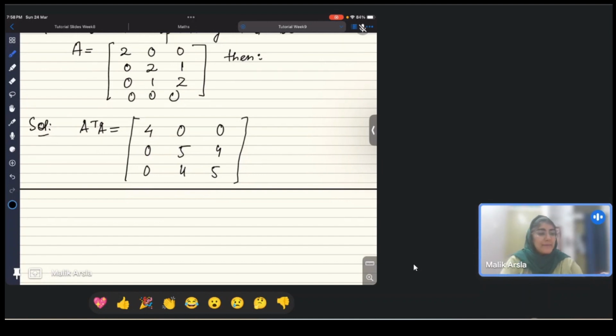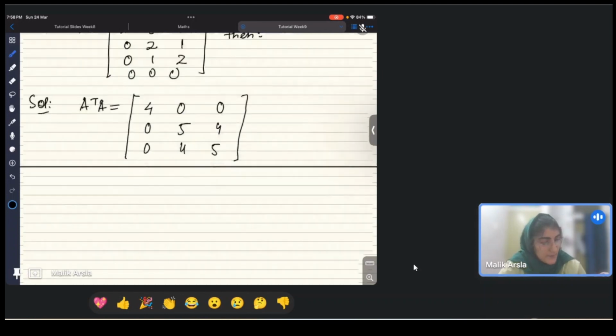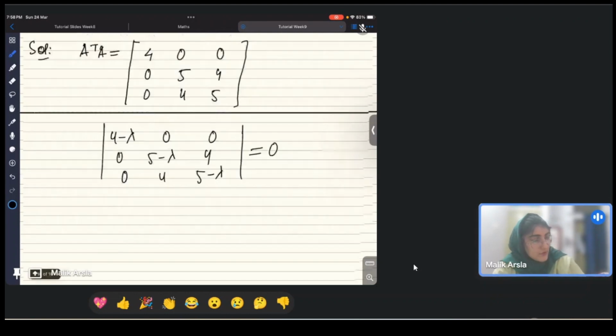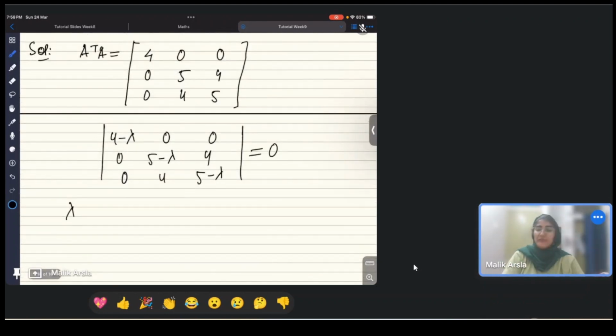Now calculate the lambdas for this. How will you do that? You'll have to follow the normal procedure: the determinant of 4 minus lambda, 0, 0, then 0, 5 minus lambda, 4, then 0, 4, and 5 minus lambda is equal to 0. Tell me what values of lambda you are getting. Quickly do it.